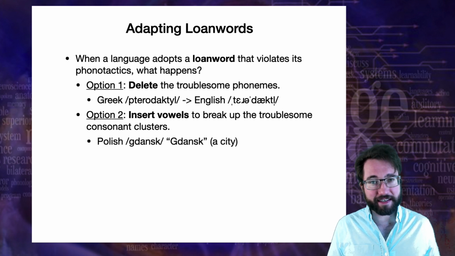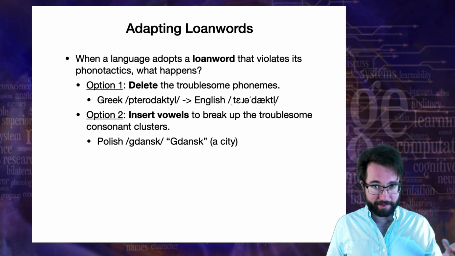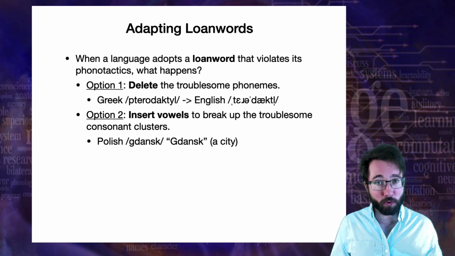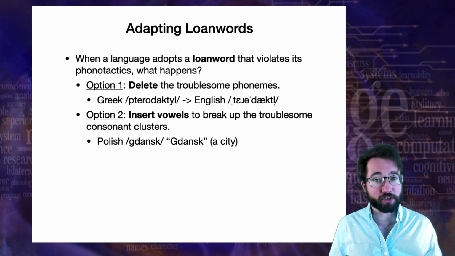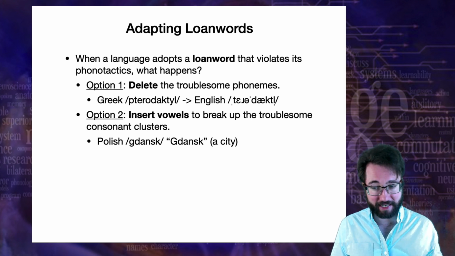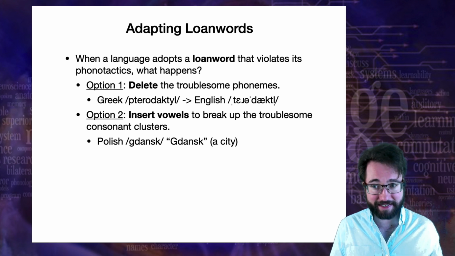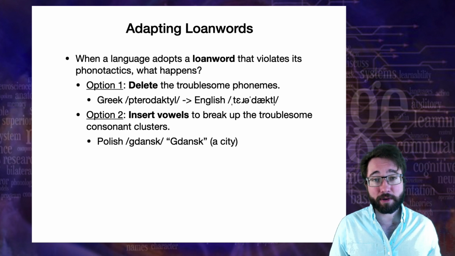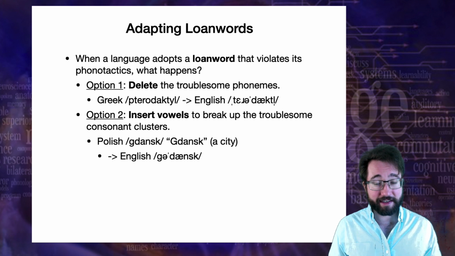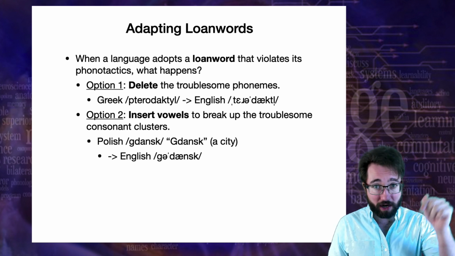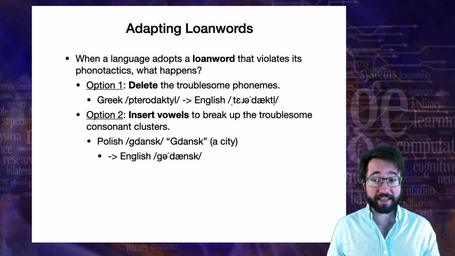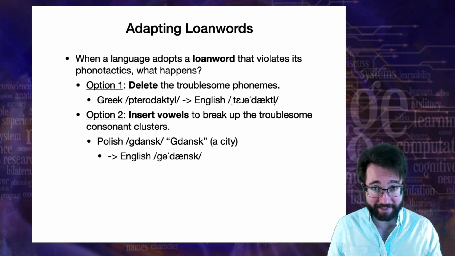And you see this in examples like, in this case, a Polish word coming into English. The Polish word Gdansk, which is the name of a city, starts with a consonant cluster, gd, which doesn't exist in English phonotactics. And so the way that ends up being projected into English is by adding a schwa vowel between the g and the d to get Gdansk.